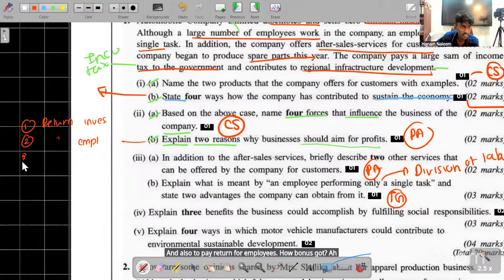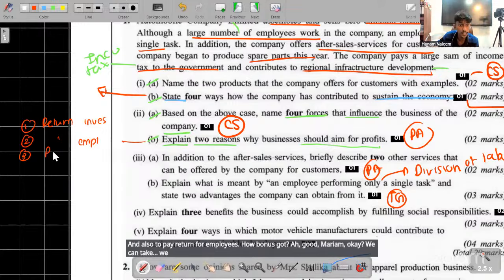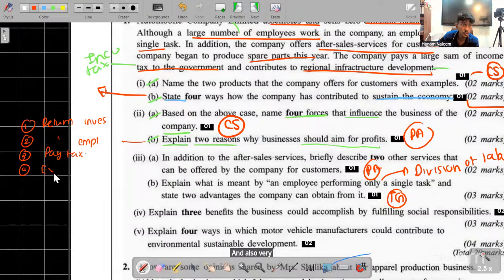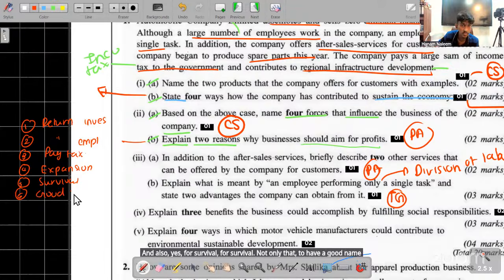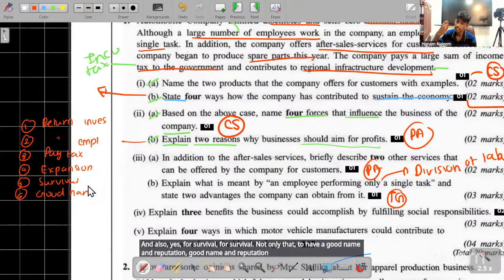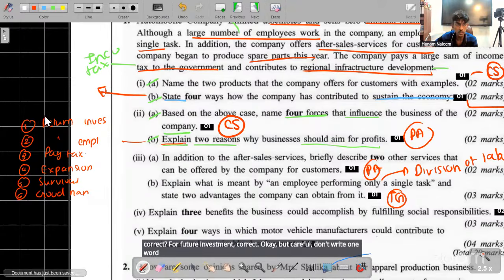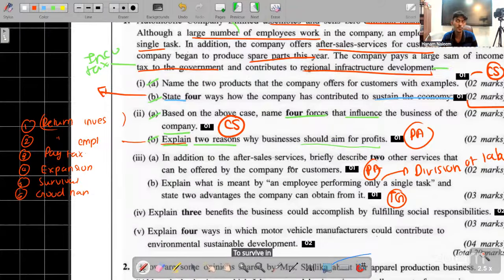Good, Mariam. Okay, we have to earn profit to pay taxes and also, very good, for expansion for the growth of the business. Good. And also, yes, for survival. Not only that, to have a good name and reputation. Okay. Infrastructure development, correct. For future investment, correct. Okay, but careful, don't write one word. Since the question is explain, make sure you write a small sentence. Like, for one, take one student's answer: to survive in the market for longer. That's a good way of answering.